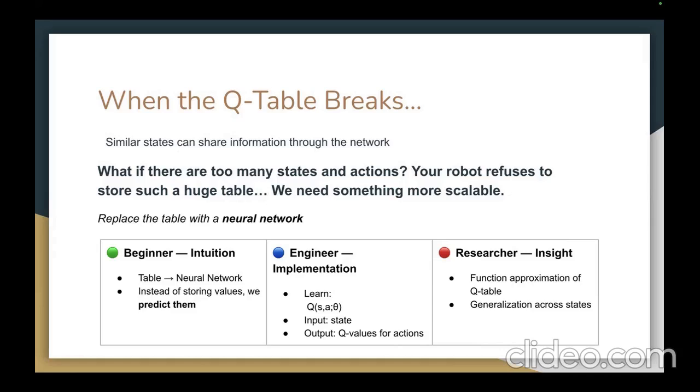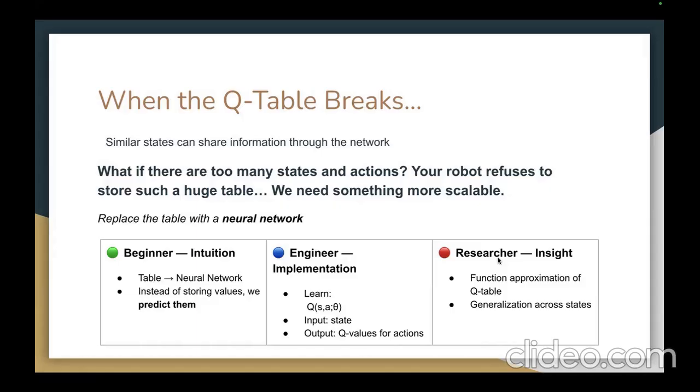And this is what we call a neural network. Here, similar states will share some sort of abstract information through the network. So for beginners, we replace the table with a neural network. Instead of just storing actual values, we predict them. Your network takes some state and some action, and you have some parameters, theta, and the output is typically Q values for actions. For now, we assume the actions are discrete, for example, going up, going down, going right, going left, and also cleaning the square.